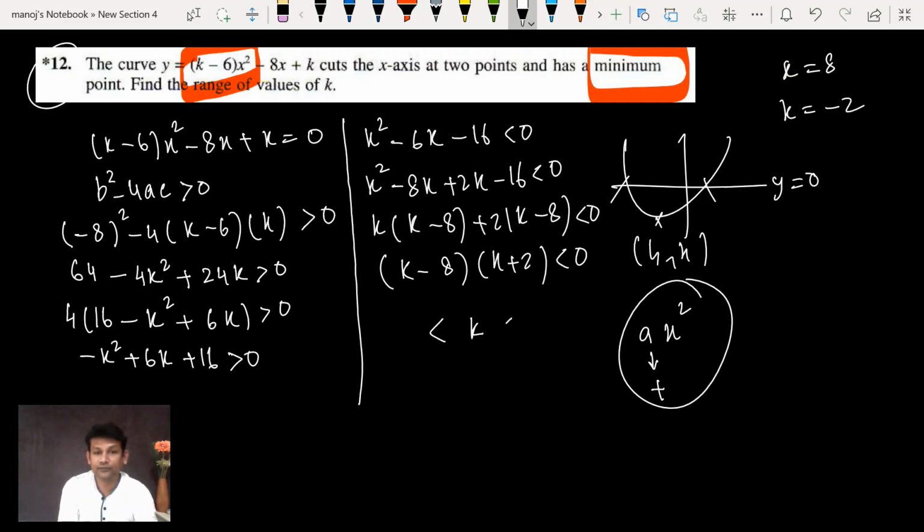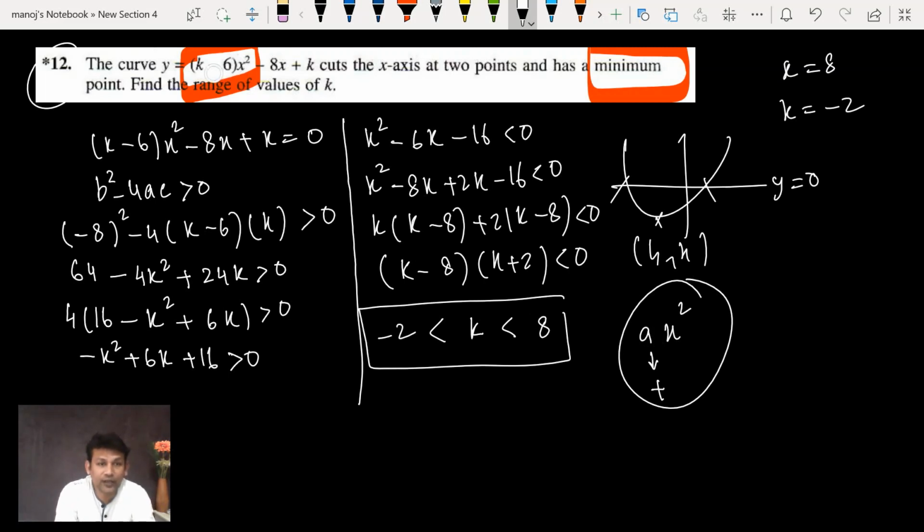The same sign will be used. Here I will write the smallest value, minus 2, and here the largest value, 8, and that's your result. But one thing: here I have marked with red that the minimum value means your turning point, and the a square should be positive. It means x square should have a positive coefficient.